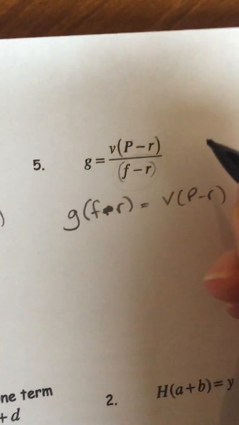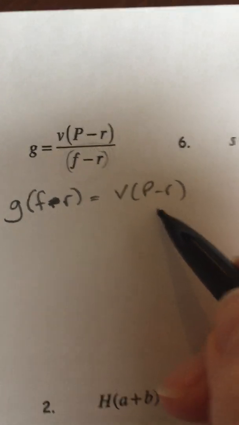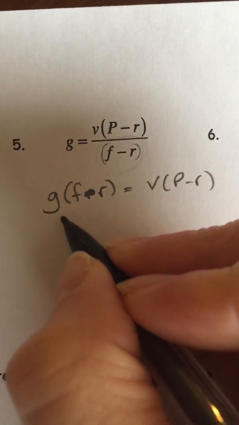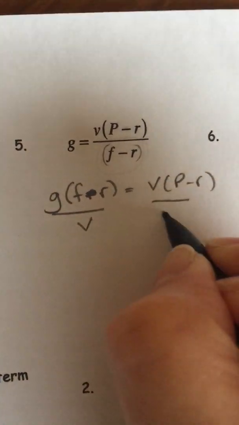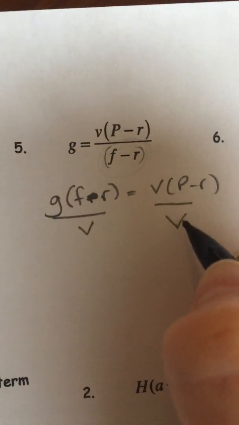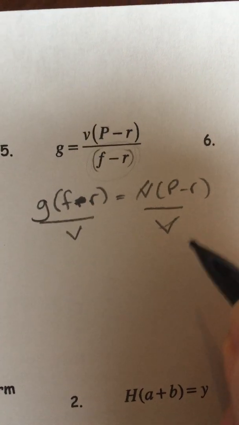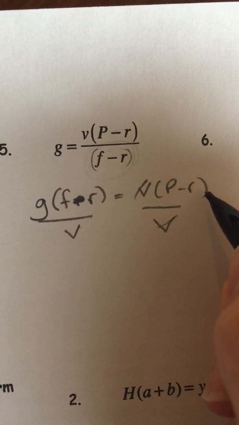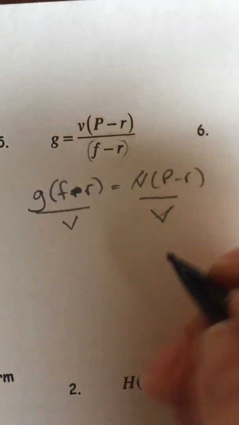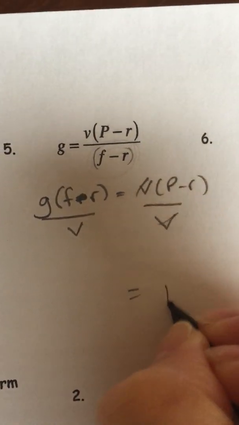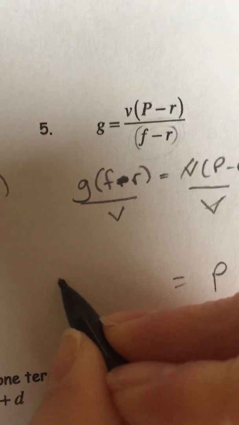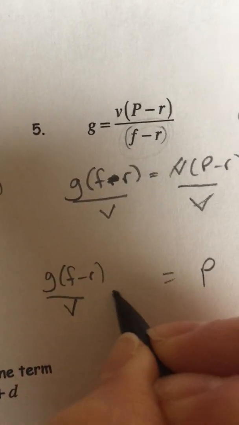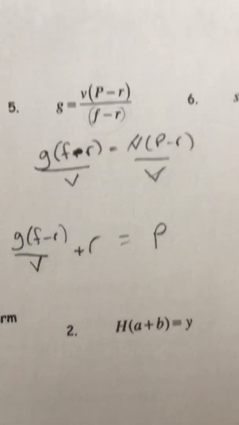Okay, it would cancel away, leaving just the numerator. Now I'm going to divide off by v. It would cancel, leaving just p minus r. And the next step, I'm going to add r to both sides. If I added r to this side, I'd be left with p. If I added r to that side, I'd be left with this little bit of a mess. But that's fine.